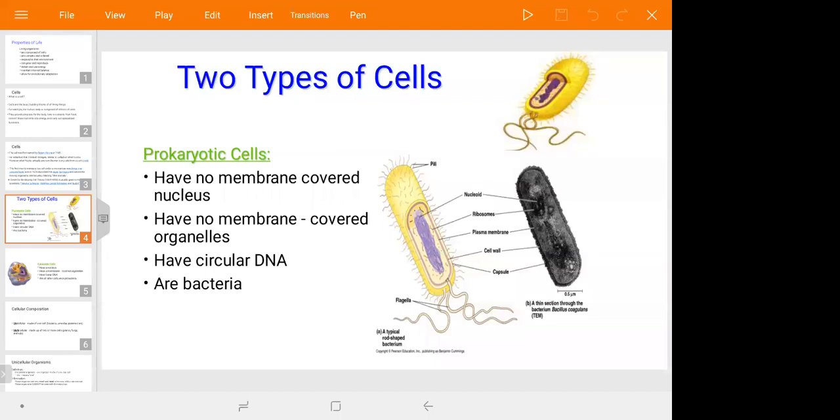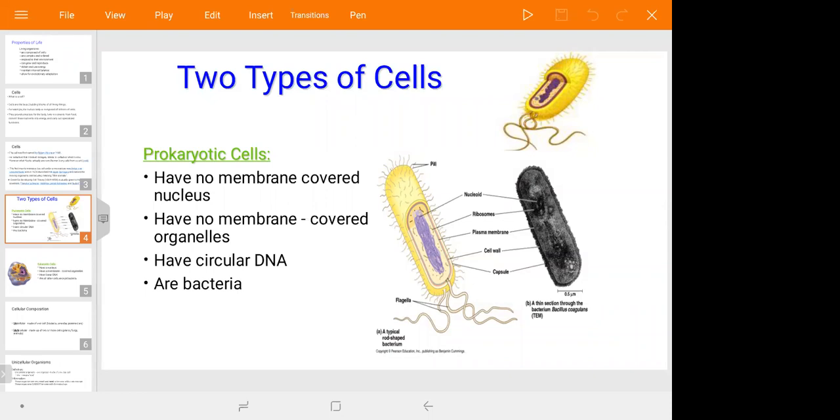We can raise examples for such cells, that is bacteria and the blue-green algae, commonly called cyanobacteria. Pro means first. Karyota, or karyotic, means nucleus. So prokaryotic cells are actually the first cells observed on this planet. And they are primitive. They lack a true nucleus and membrane-bounded organelles.